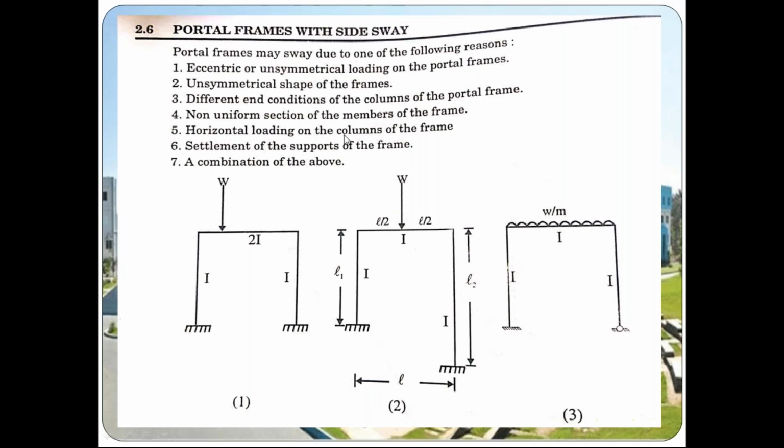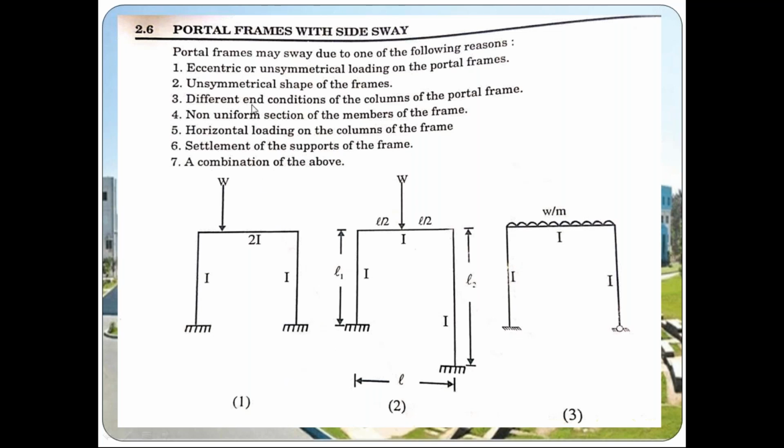Fifth, horizontal loading on the columns. Columns are the vertical members only, in a frame. If a column has an unsymmetrical load or horizontal loading, if any one column has a load, sway will occur. Sixth, settlement of the supports of the frame. If any one support is settled or sinking, sway will occur.